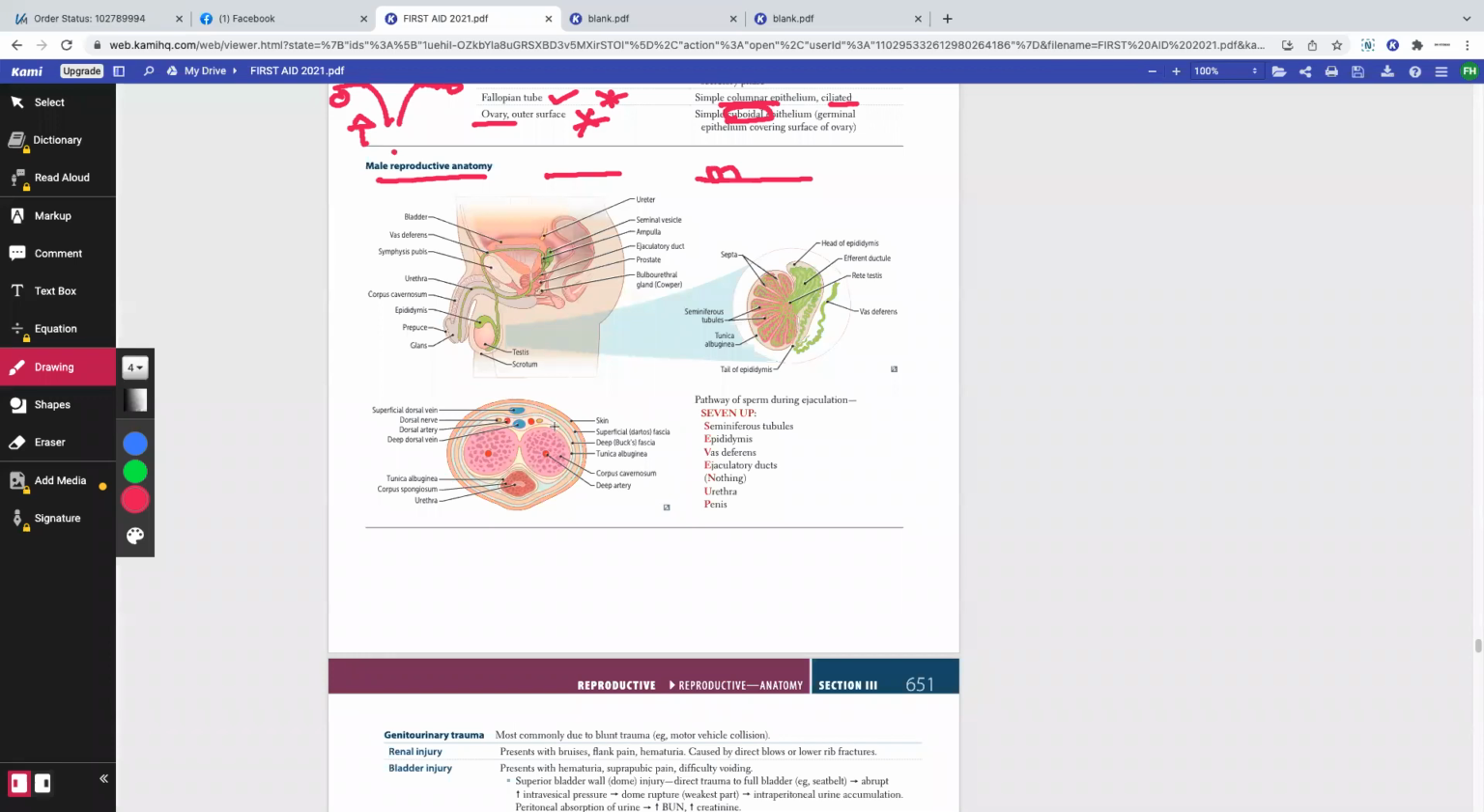And as you can see in a cross section, this is also not very important, but just for understanding purposes, because for example, let's say in the future, you receive a question, how do you know where we have most of the important structures? So let's just discuss this very quickly. This is a cross section of the shaft of the penis.